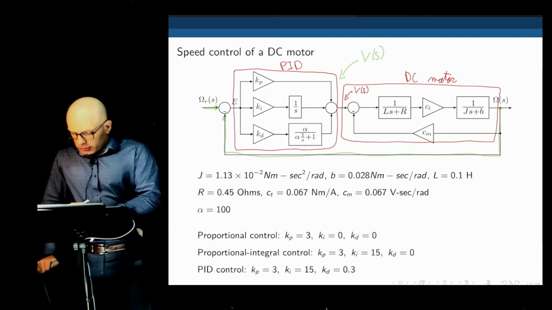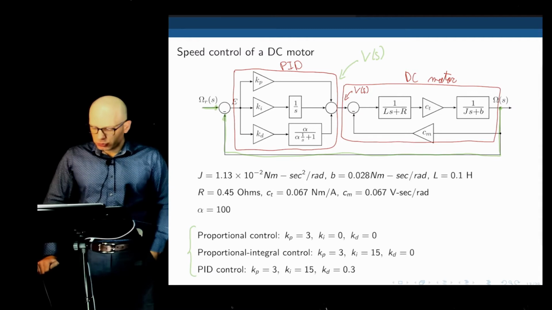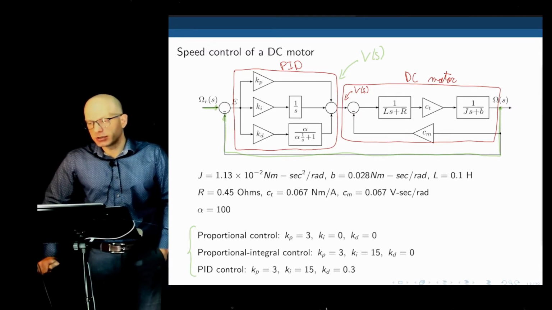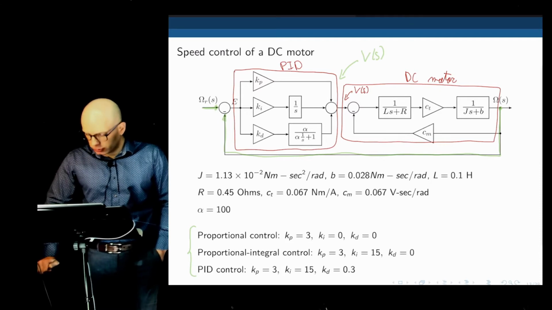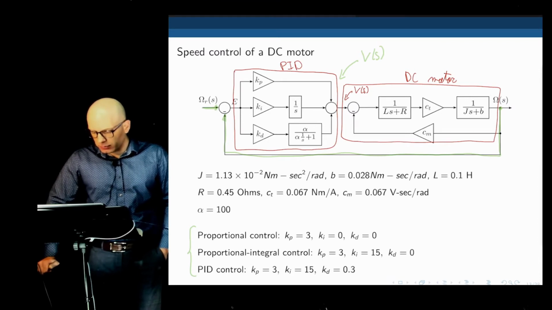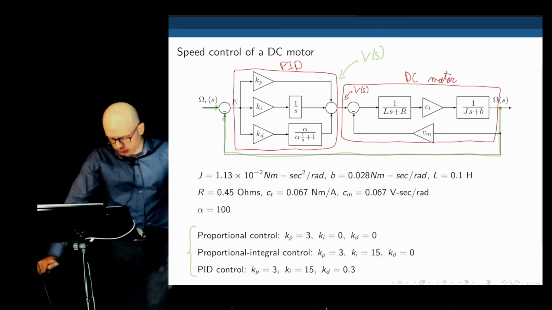And I'm going to try 3 different controllers. The first one is a proportional control, only with KP. KI and KD are set to 0. So it's a P controller. The second one is a proportional integral controller, PI, KP is 3, KI is 15, and KD set to 0. And then finally, a PID controller, using the values that you see there.